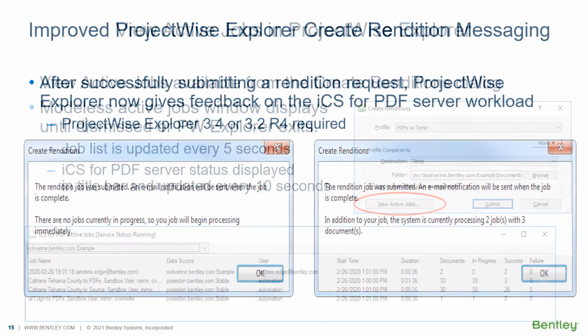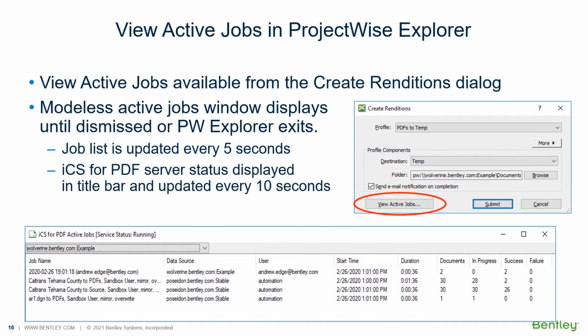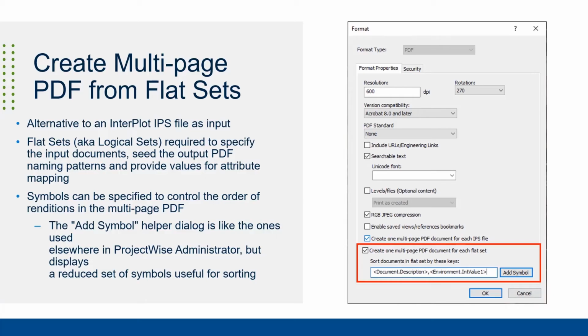Not to mention, they'll be able to view any active jobs from their ProjectWise Explorer. As soon as they hit submit, they can go back, hit create rendition, and view active jobs, and once again get an idea of where they are in the queue and what they may need to do in reaching out to an administrator if there's something that needs to be rushed out via the ICS product. The job list updates about every 5 seconds, so it should give them a pretty accurate idea of where they are within the print order.